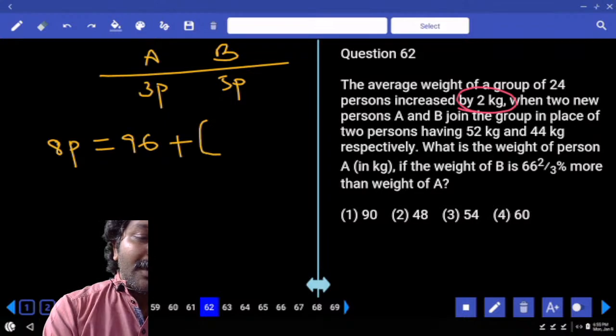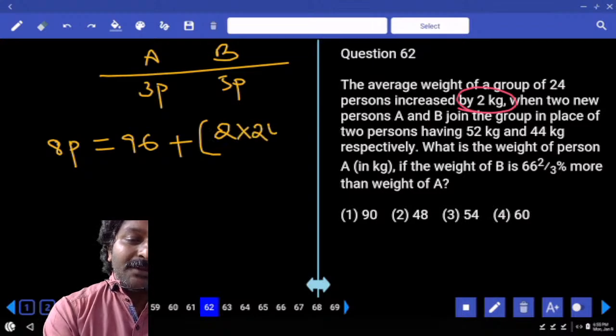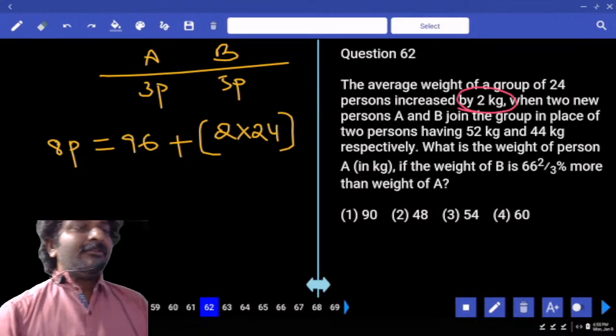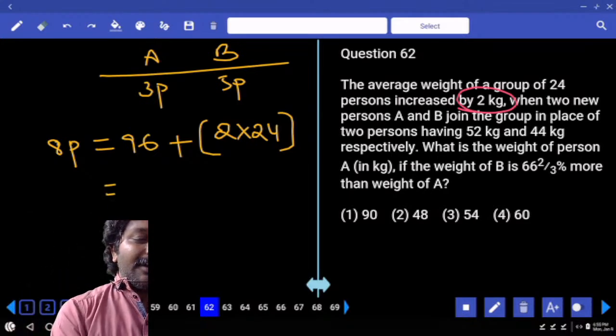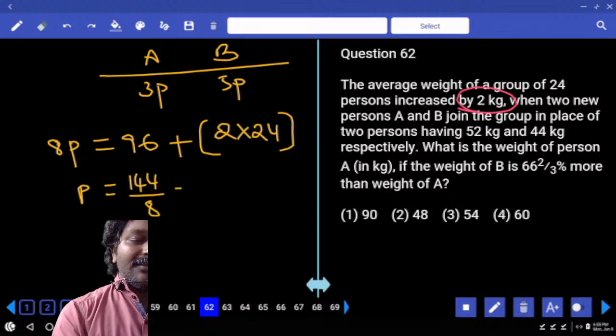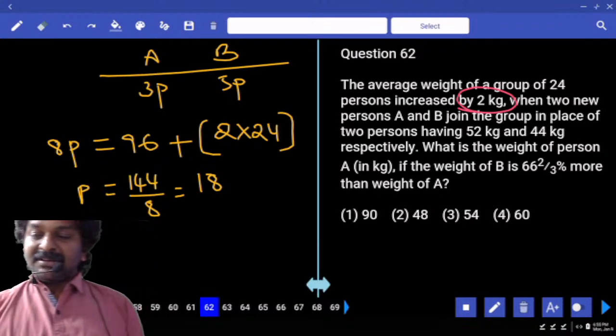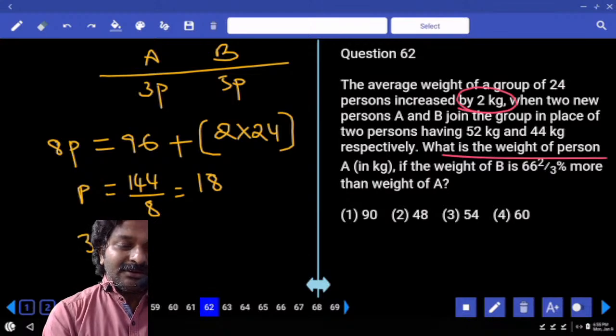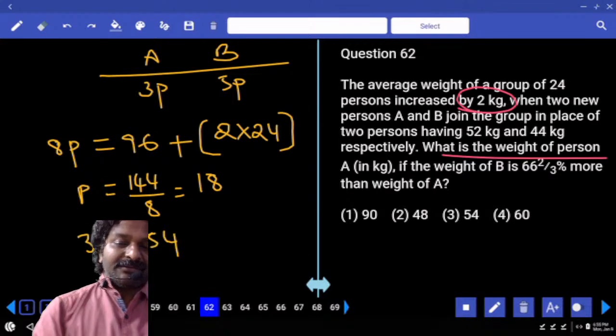24. So weight of new people is 96 plus 2 times of 24. 2 times of 24, 48. 48 plus 96, 144. Then P is equal to 144 by 8, which is equal to 18. Now the question is, what is the weight of person A? A weight is equal to 3 parts, which is equal to 54.